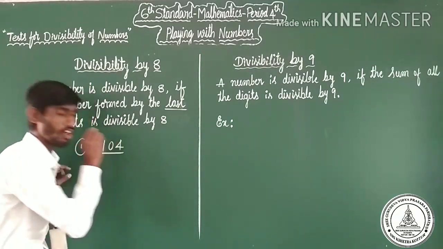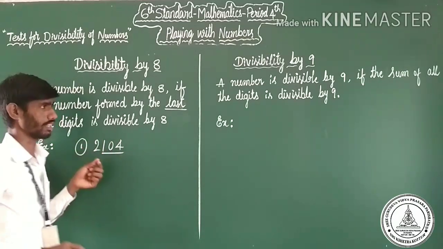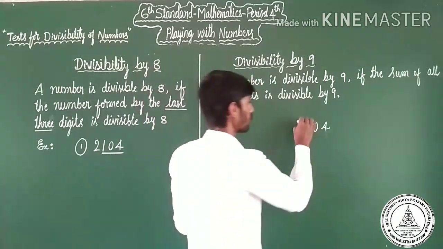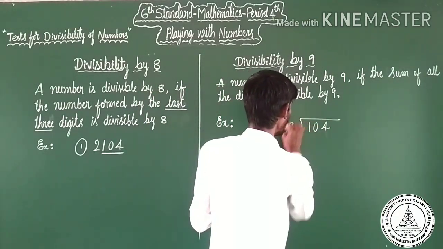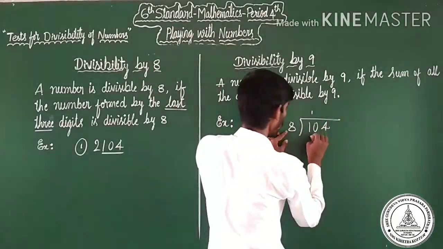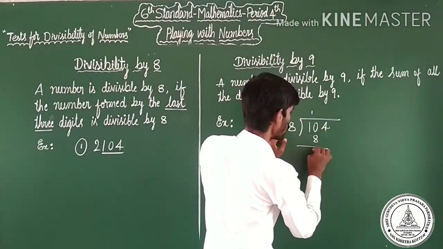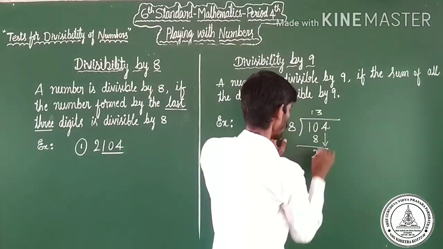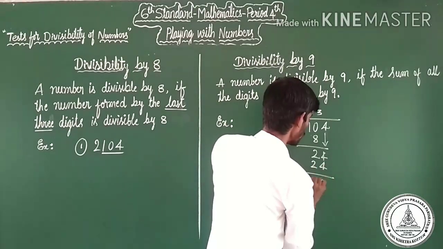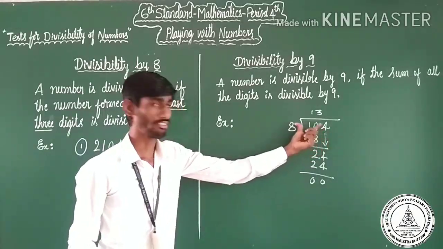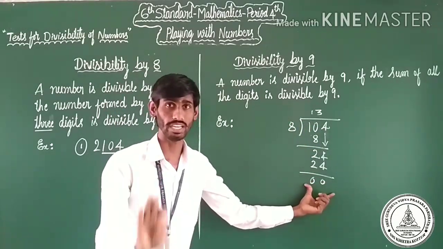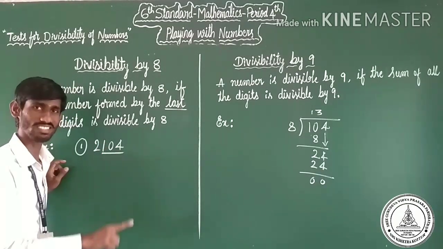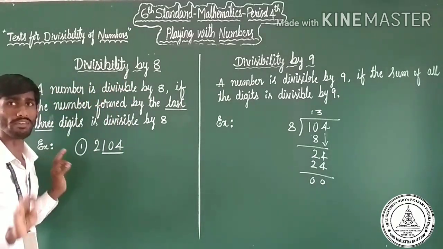Consider the last 3 digits: ones, tens, hundreds. It becomes 104. 104 divided by 8. 8 ones are 8. So 10 minus 8 is equal to 2. Bring down 4. 8 threes are 24. Here the remainder is 0. Yes, the last 3 digits divided by 8 give a remainder 0. It indicates 2104 passes the divisibility by 8. I hope you have understood.